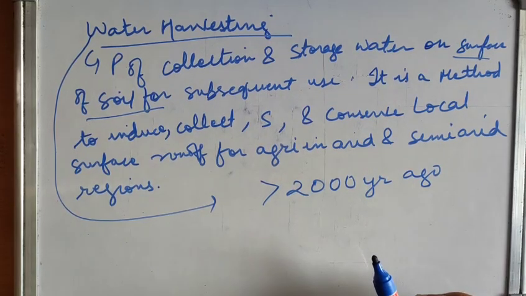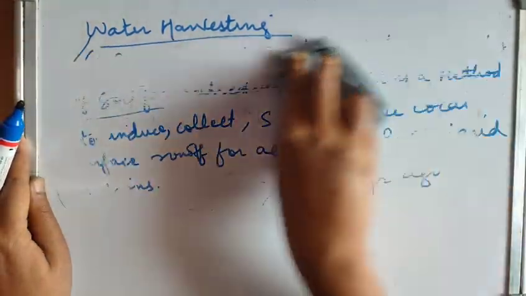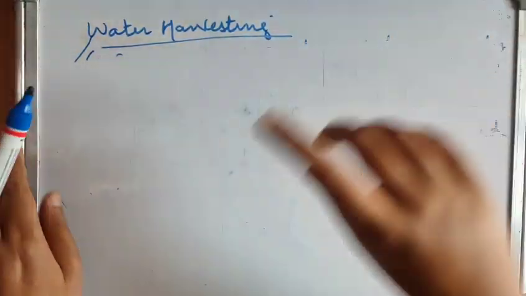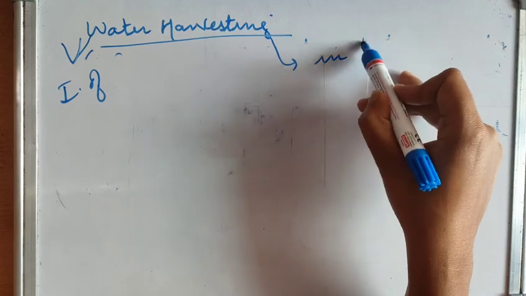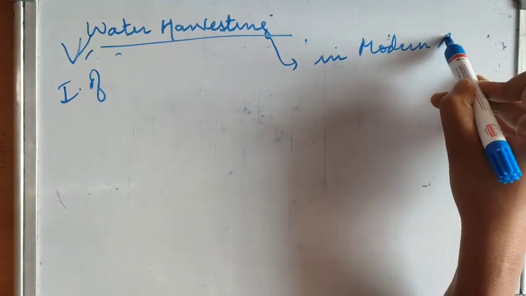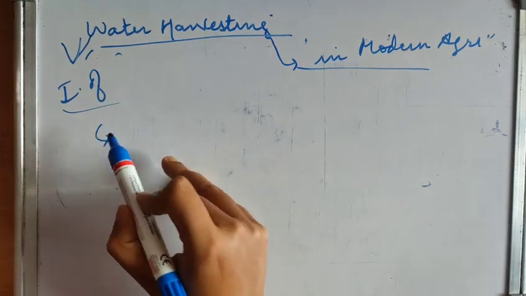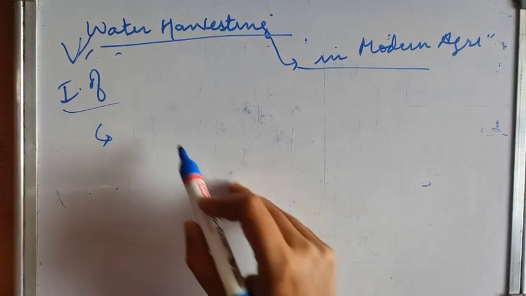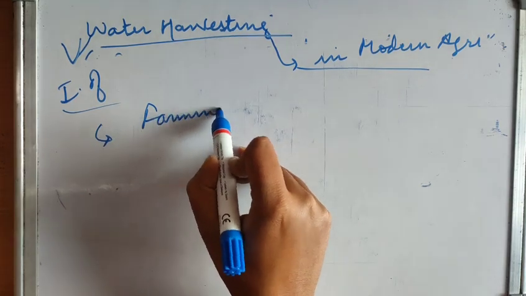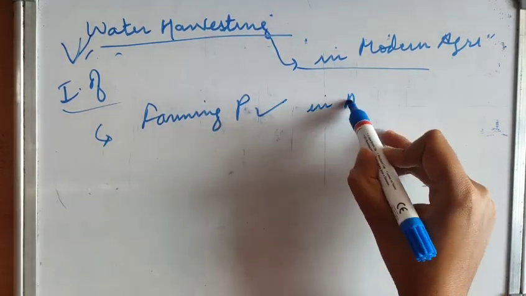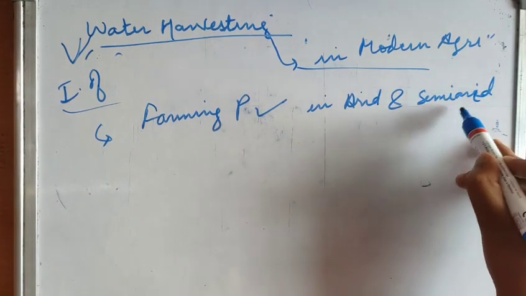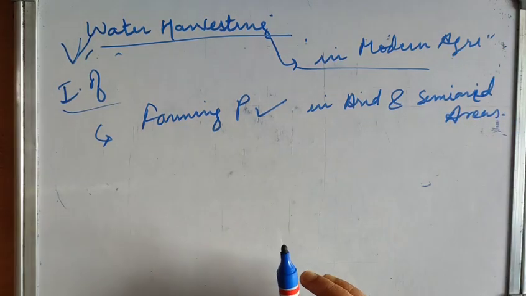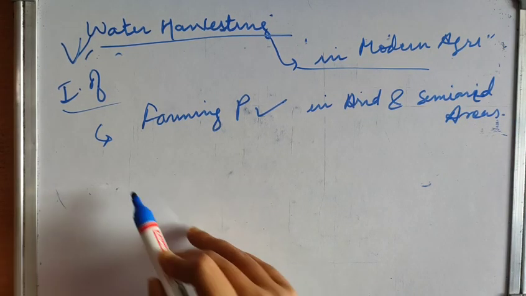Now, what is the importance of water harvesting in modern agriculture? First of all, it makes farming possible in arid and semi-arid areas. As climate change has made rainfall unpredictable, water harvesting is key.